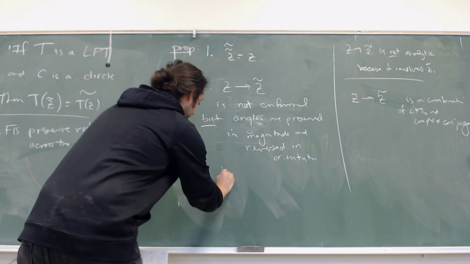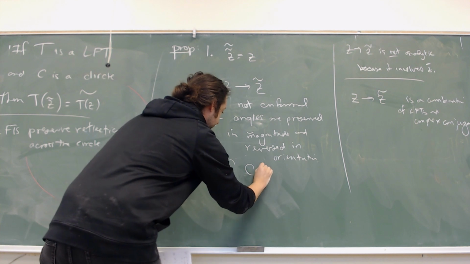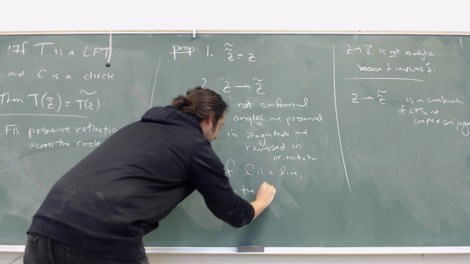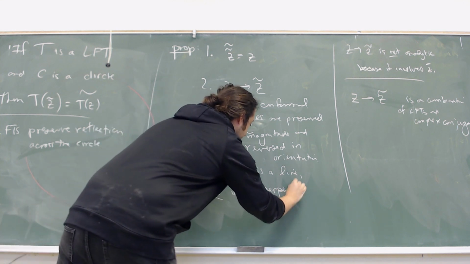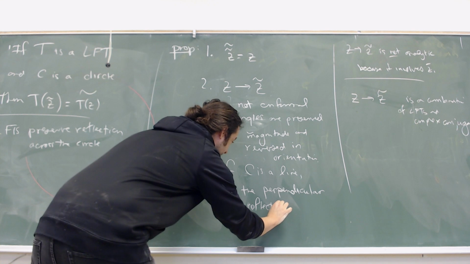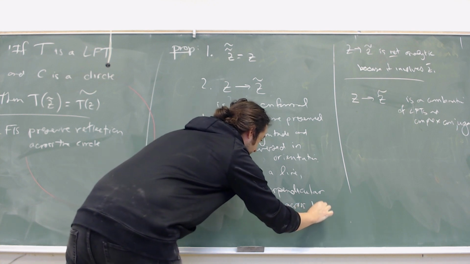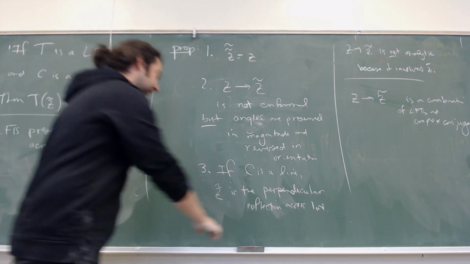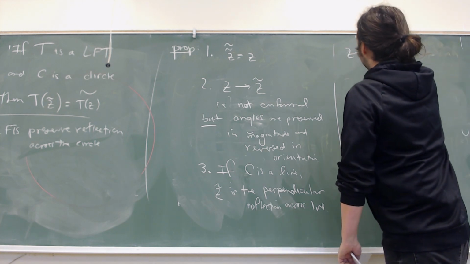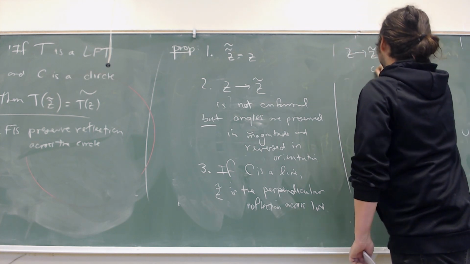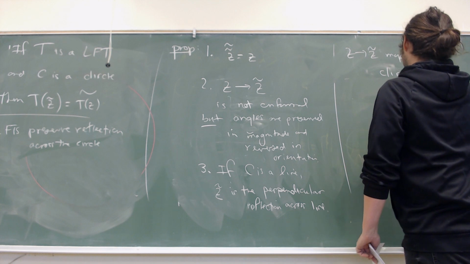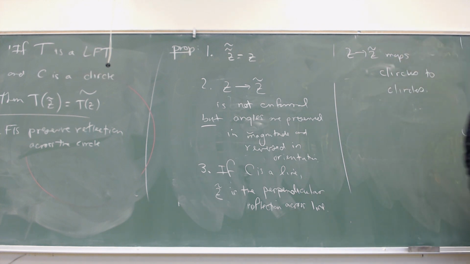Property 3, obviously if C is a line, and z tilde is the perpendicular reflection across the line, then z to z tilde maps circles to circles, and circles to circles. And that's a nice feature as well.